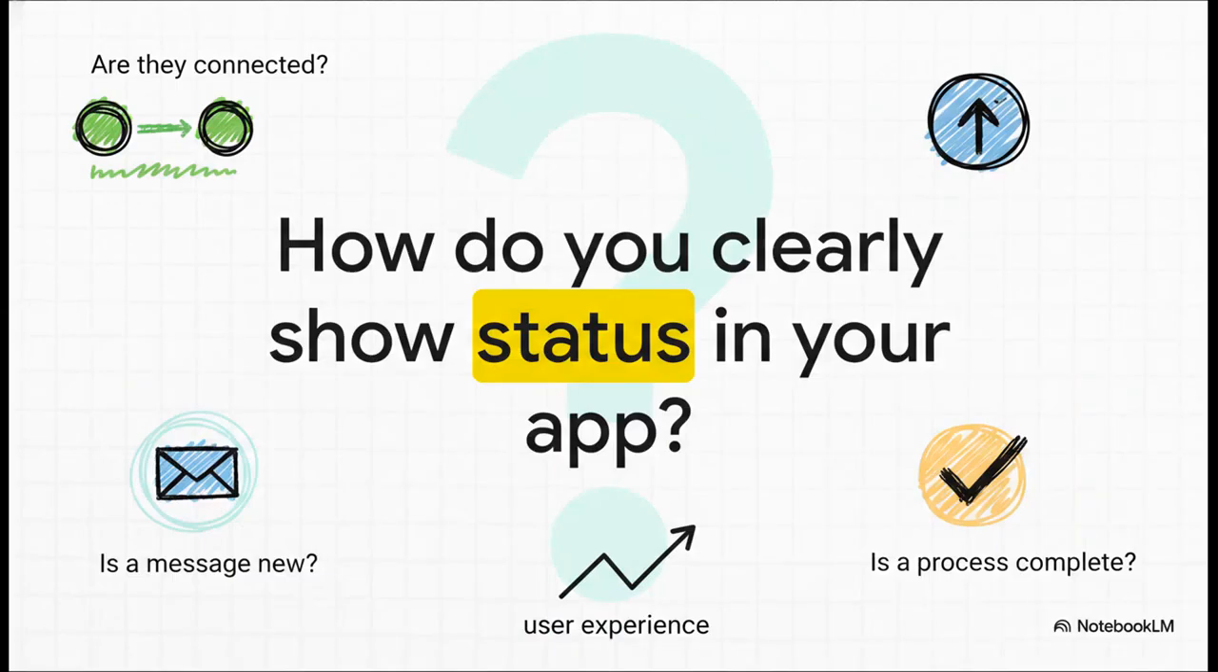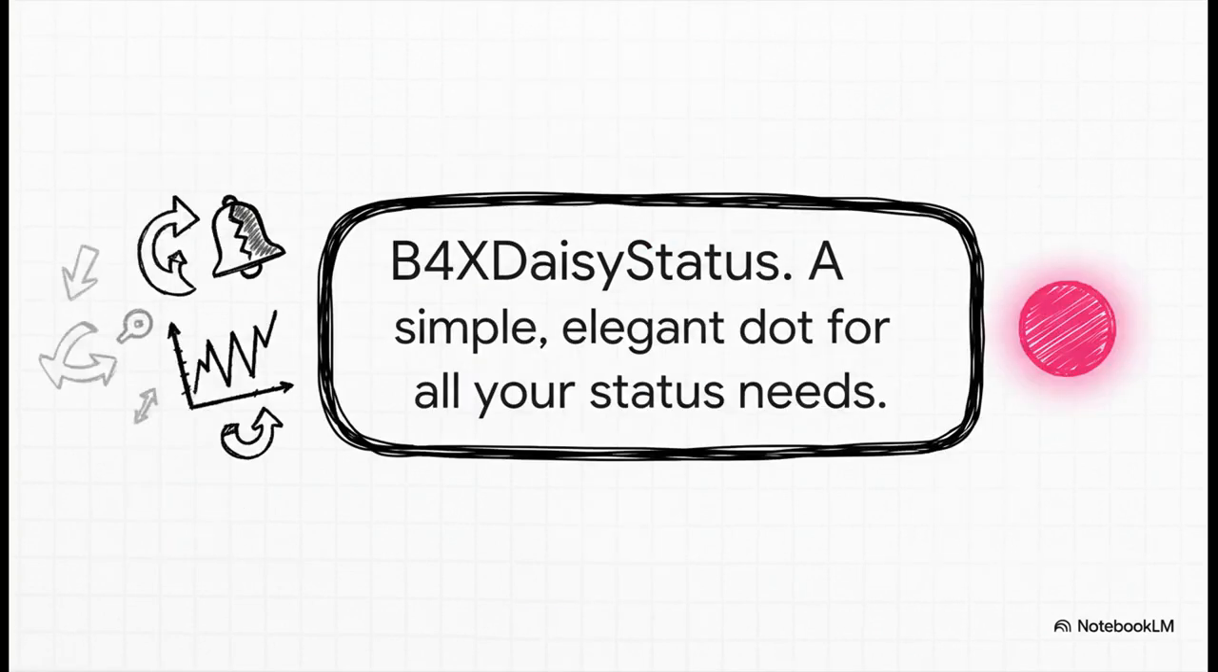As a developer, you've definitely run into this problem, right? How do you show status in your app? Like, is a user online or offline? Is that message read or unread? You've got to communicate this stuff to your user, and it needs to be fast and clean. It's these little things that, honestly, make or break the user experience. And that is exactly where this component shines.